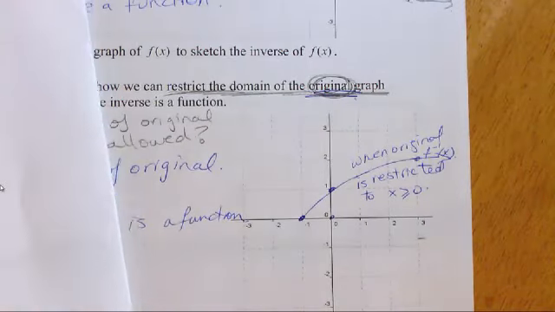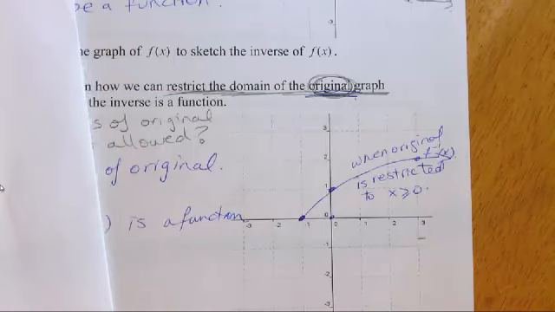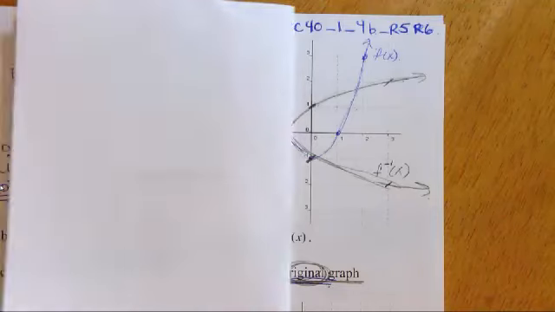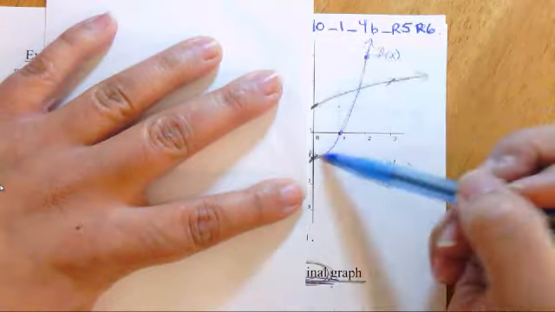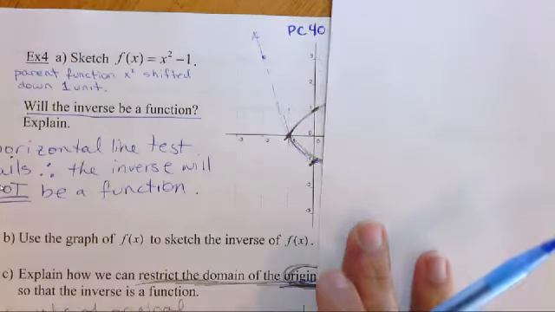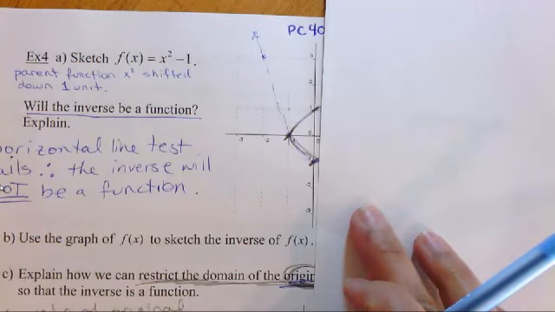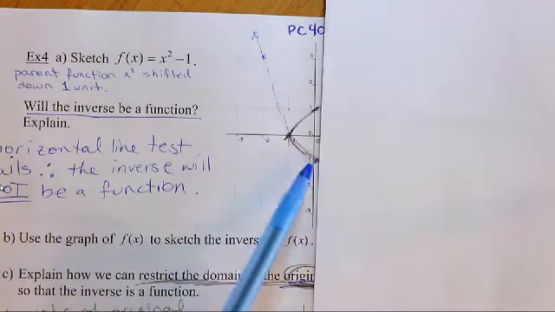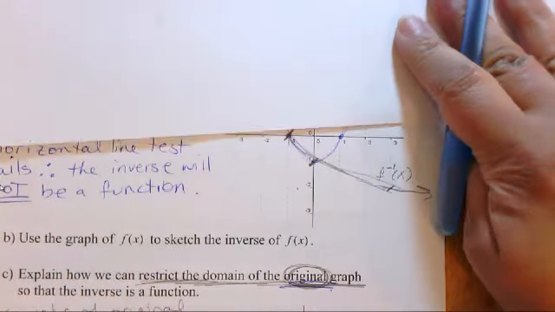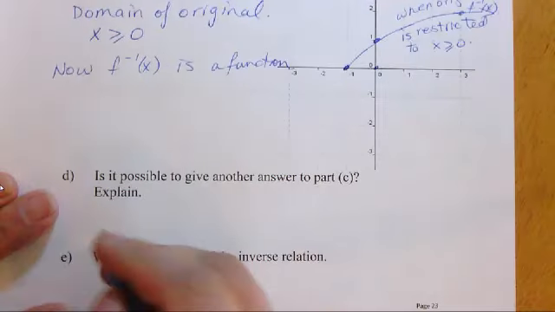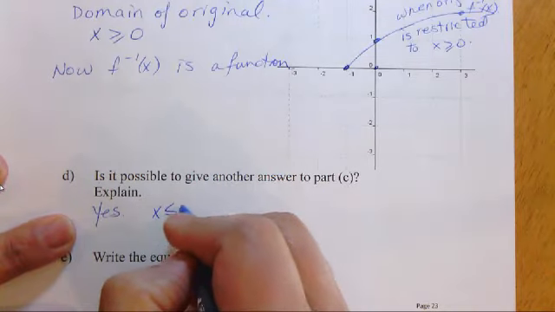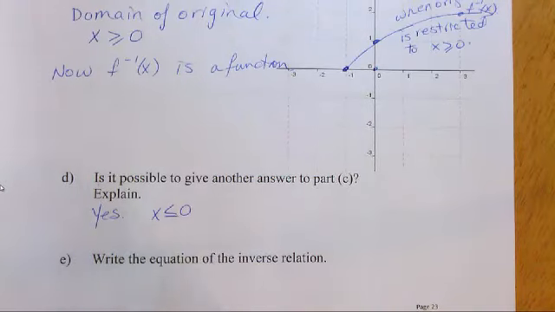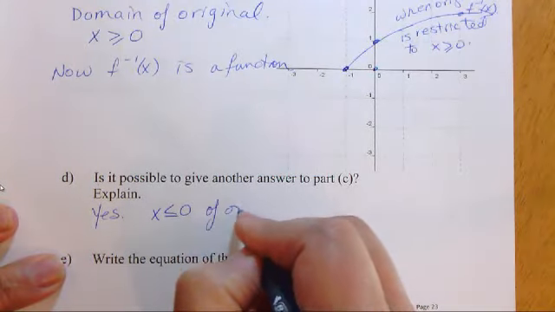So we could restrict it on the opposite side, and then we will have the same idea, but our inverse is going to look a little different. So if we restrict it like this, so we have this, we end up with the top part. And if we restrict it on this side, where x is less than or equal to 0, we're going to end up having this bottom part be our inverse. So let's do that. So x could either be less than or equal to 0 of the original graph.